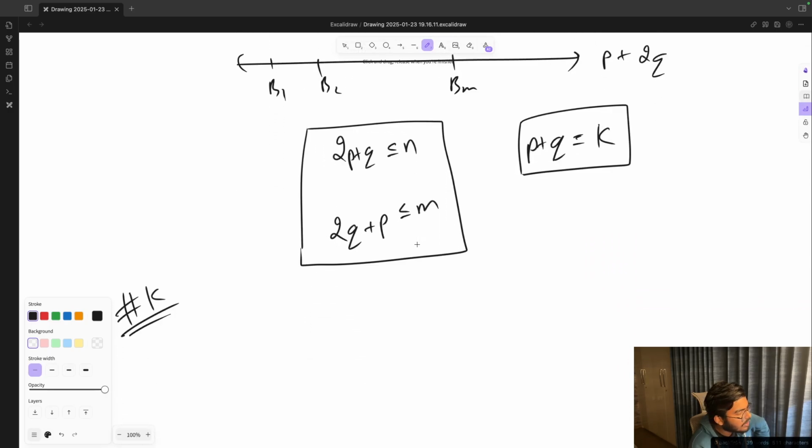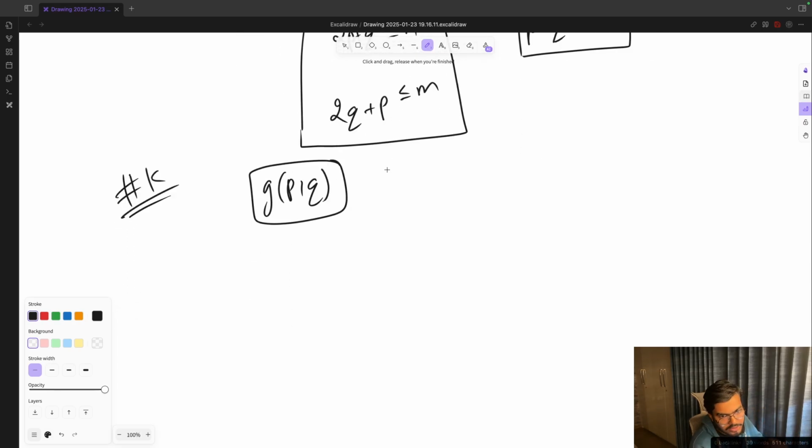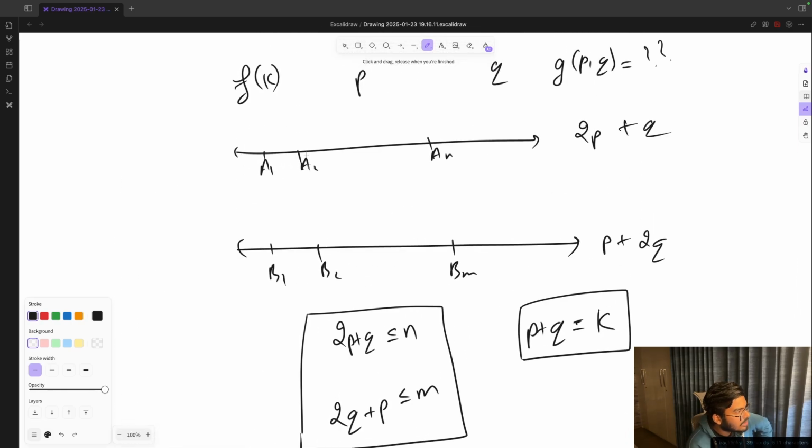And for that we need to find out the function g of p and q. Let's say these are valid operations. If I'm selecting p points from this line, it is obvious that I should select a1 and an as my first pair of points, a2 and an minus 1 as the second pair of points, and so on, right?